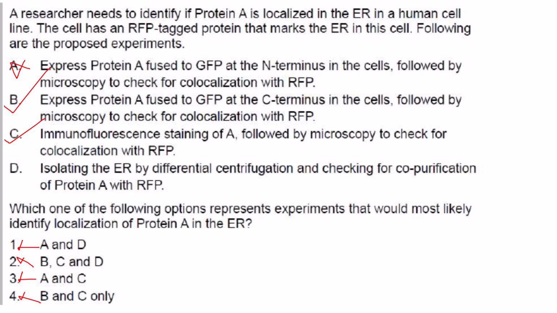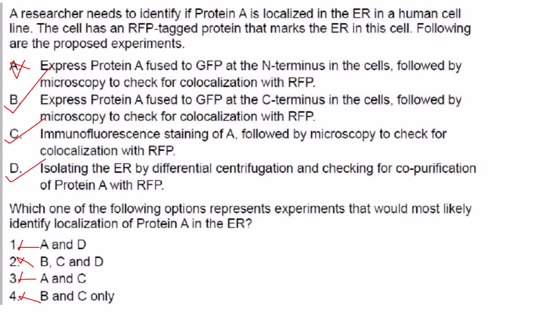Okay. Isolating the endoplasmic reticulum by differential centrifugation and checking for co-purification of protein A with RFP. Okay, now what you do, you will isolate the endoplasmic reticulum. You isolate the protein A, you isolate the protein which is bound with RFP, and then you check for the co-purification of protein A with this RFP tagged protein. You find that they are co-purifying, that means protein A is localized in the endoplasmic reticulum. So D is also correct.